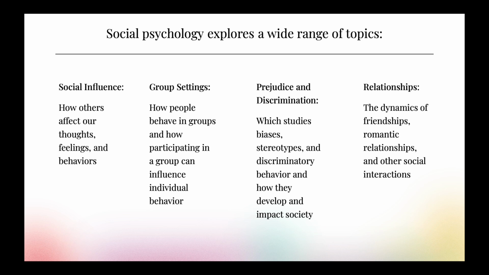Social psychology also explores a wide range of topics, such as social influence, which is how others affect our thoughts, feelings, and behaviors; group settings, which is how people behave in groups and how participating in a group can influence individual behavior; prejudice and discrimination, which studies biases, stereotypes, and discriminatory behavior, and how they develop and impact society; and relationships, which can depict the dynamics of friendships, romantic relationships, and other social interactions.